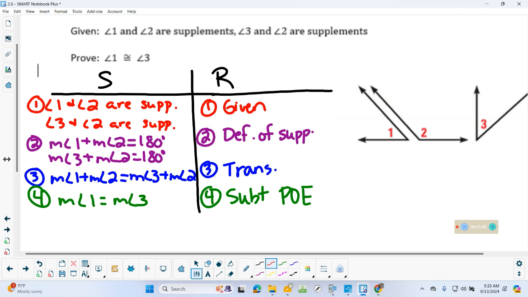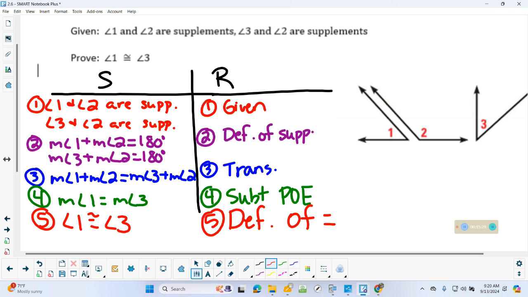And man, we're right there. If they're equal, aren't the angles congruent? Yeah. And our final reason for that, I hear you guys whispering it, definition of congruent. Got it. We're getting so good. Again, it is hard when you start, I recognize that. It will get easier as we keep practicing, I promise.